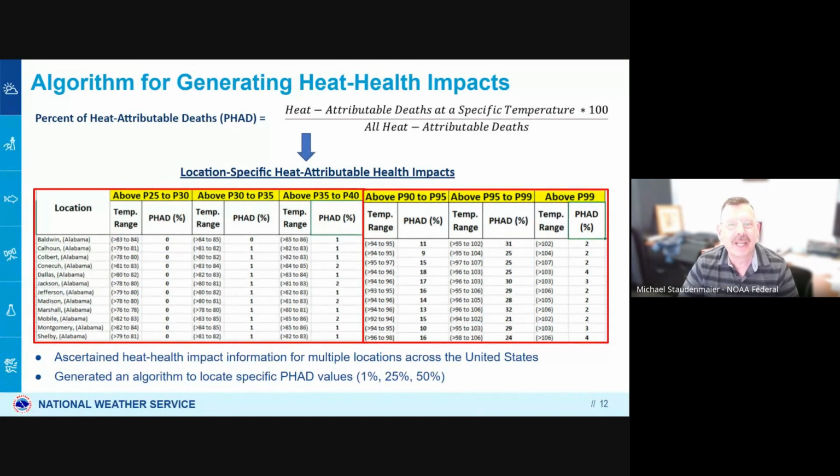Ultimately, the metric we settled on was the percent of heat attributable deaths, or PHAD. This metric provided us with a range of percentages that total to 100 between the minimum mortality temperature and the maximum temperature observed at the station. From that distribution, it's just a mathematical exercise to derive the specific percentile temperatures shown here, which were used in the creation of the heat risk thresholds.